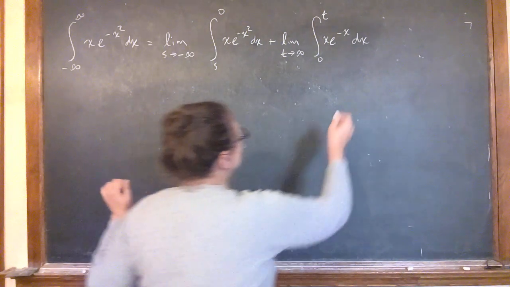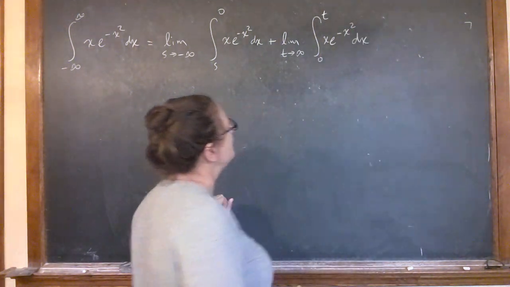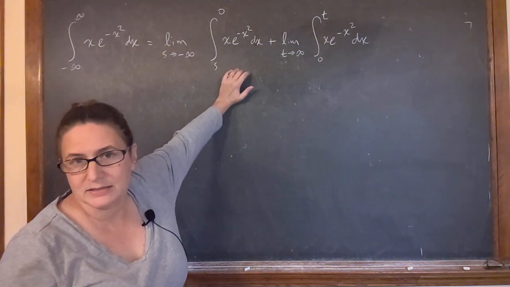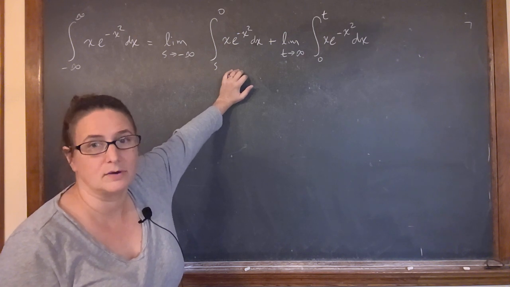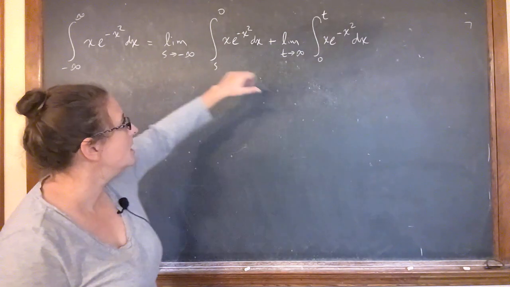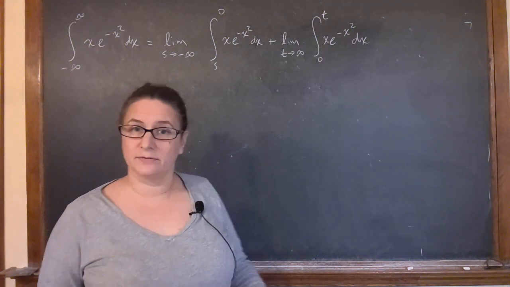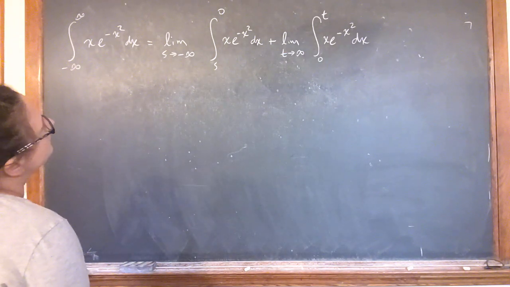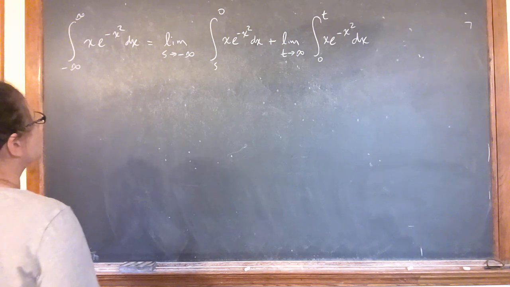Oh, lost a square. Sorry about that. Now the integrand is the same in both, so when I integrate it, it's going to be the same. But then I have to look at the limits separately, because one is going to negative infinity, one is going to positive infinity, and I kind of have to think about them as maybe going at different rates. I don't know how fast they're going. So that's what I want to do.